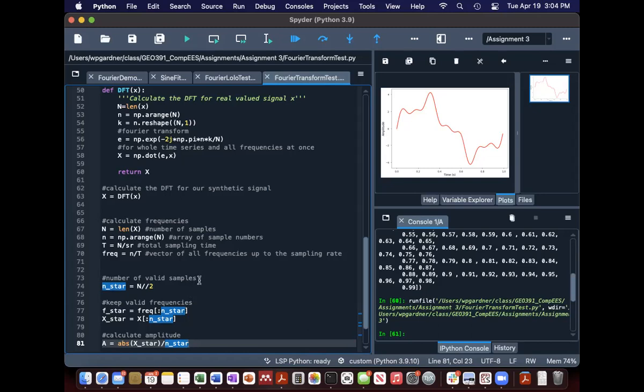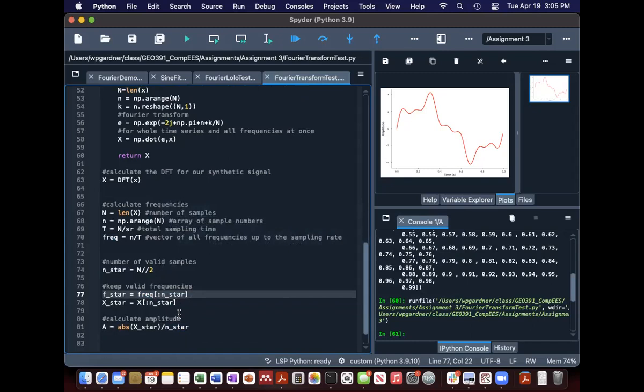Okay, so let's just go over what we did. We said, all right, we can only have waves where we have two samples per wave. So the number of total samples that are valid is the total number of samples divided by two. This limits the frequencies we can consider. So here I've just pulled out the frequencies that go from zero to the frequencies that correspond to two samples per wave. And I've only pulled out that portion of our Fourier transform.